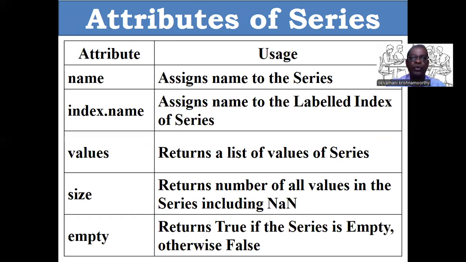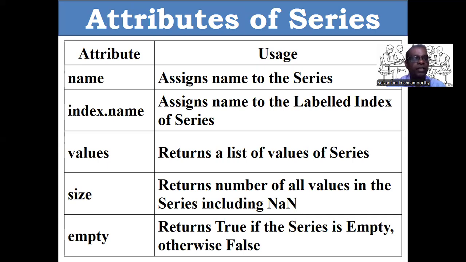Series has so many attributes, but let us study only some of the important attributes. First attribute is name. So name assigns one new name to the series. We want to give one new name to the already created series. With the help of the name attribute, we can give.